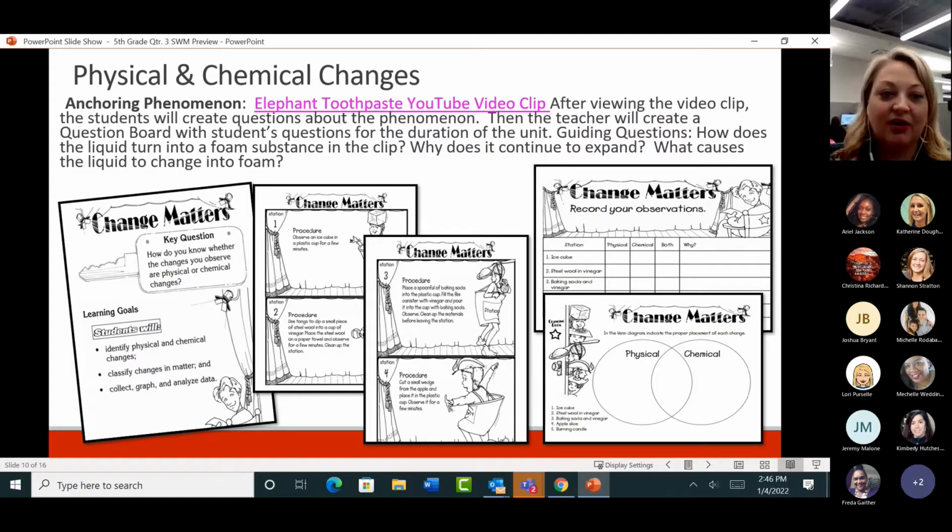So to go along with that standard element where we're planning and carrying out investigations, just to observe whether a physical or a chemical change, I like to use our AIMS resources. Now, these resources are kind of old school. They're correlated to the old GPS standards. However, we can utilize them with GSC because they have data collection, it's hands-on science, it's stations most of the time, or games. So if you look at this activity, it's called Change Matters.